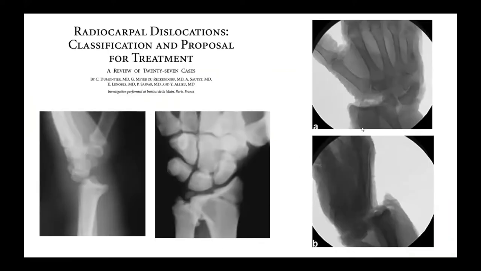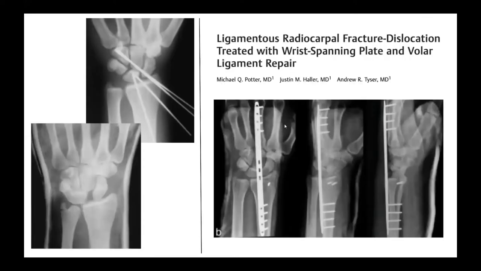So just some background. Radiocarpal dislocations are relatively rare, high energy injuries. They were not initially well described until the early 2000s when this study came out looking at 27 different cases of radiocarpal dislocations. These authors classified them into two main groups of pattern. The first one being a purely ligamentous injury with potentially a small radial styloid avulsion injury. And the second group having a larger radial styloid fracture that included at least one third of the scaphoid facet of the distal radius. They didn't postulate as to whether better treatments could be assigned to each group, but this was at least an initial foray into trying to describe this complex injury.